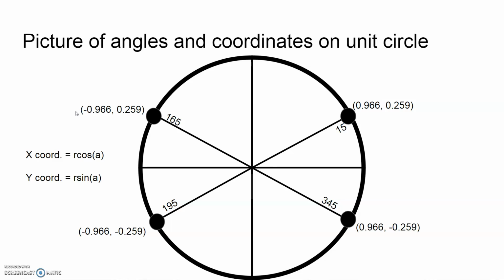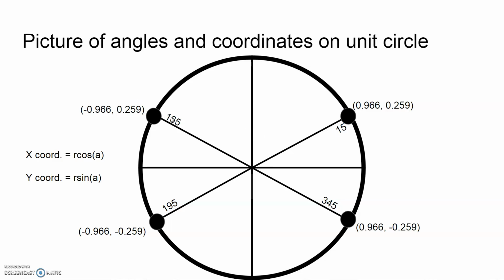How you get these points on this unit circle is, for the x-coordinate, you would use the radius times the cosine of the reference angle that you have. So to get this one right here, you would do the radius, which is 1, times cosine of 15, and then you would get this value right here. To get the y value, you would do the same thing, but instead of a cosine, you would use sine. So you do the radius, which is 1, times the sine of 15, which would give you 0.259.